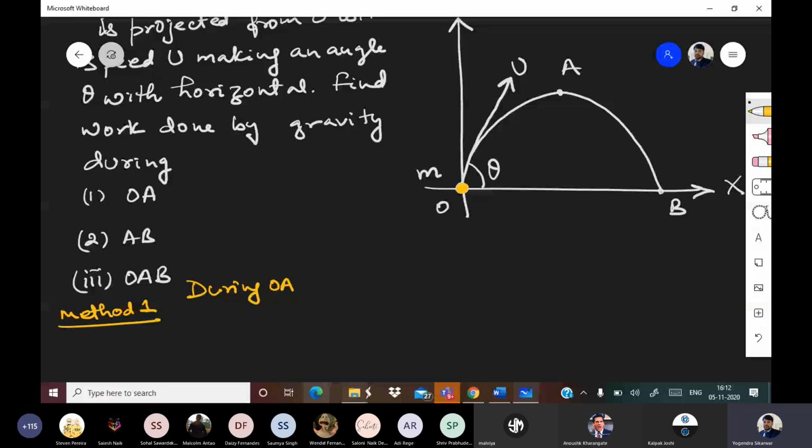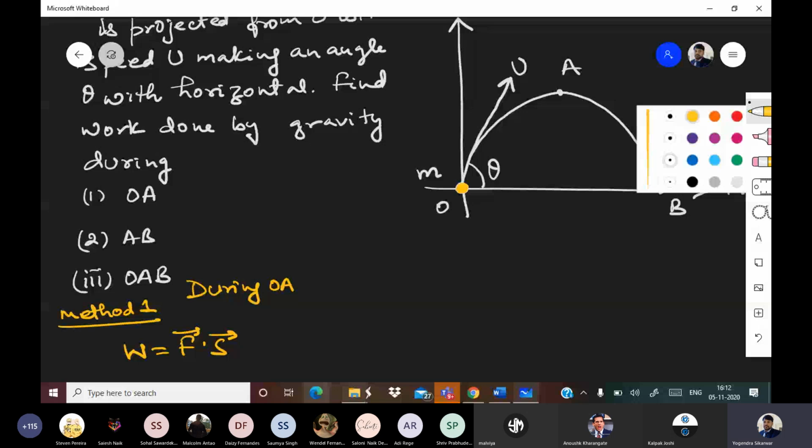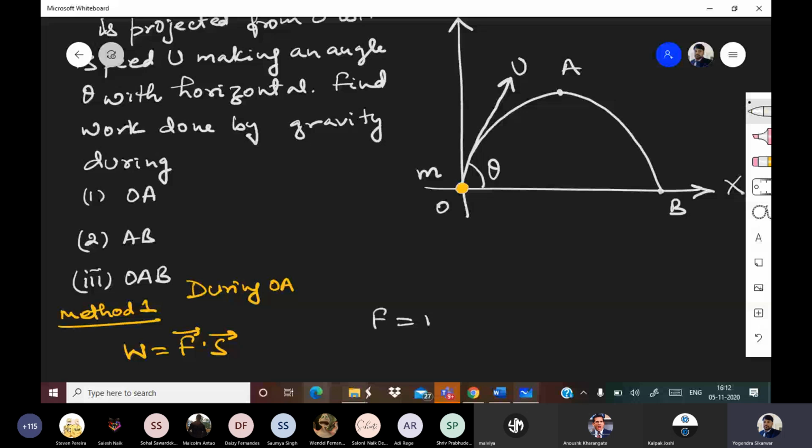Now pay attention. We are using the method work done W is equal to F vector dot S vector, right? Now we know that force will be how much? F is equal to mg and F vector is equal to mg minus j cap, and that is minus mg j cap. Force will remain constant throughout, that is for sure.